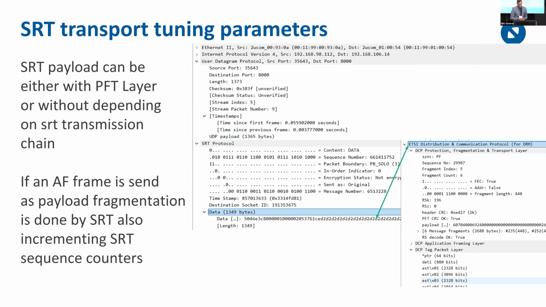As a side note, the SRT payload can either be the PFT layering, so you can transport your EDI fragments over the SRT protocol, or you can directly insert the application frame without the fragmentation. And what we typically do is a FEC level conversion. So we do not know which EDI FEC is coming in. So we convert it to a defined FEC level with a certain amount of packets, and then insert these EDI packets over the SRT protocol. So there are two flavors of how you can transport that.